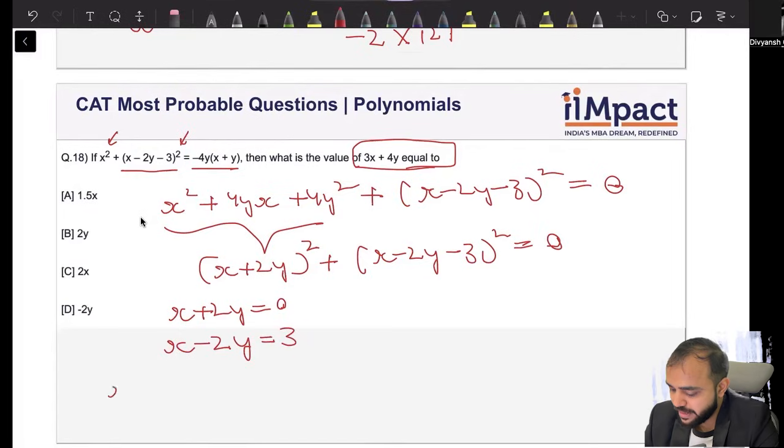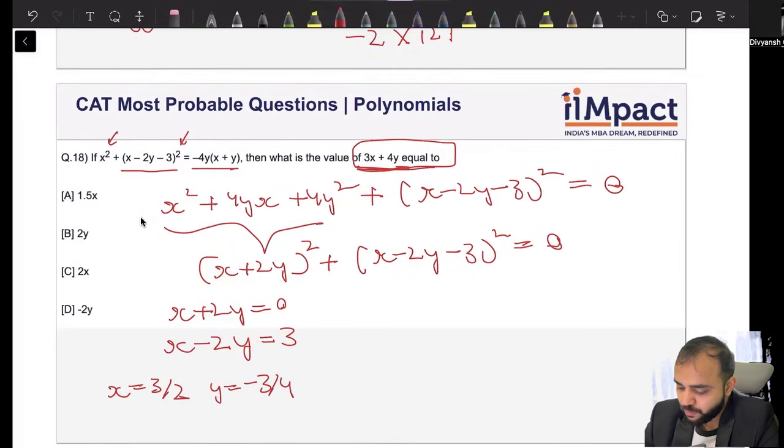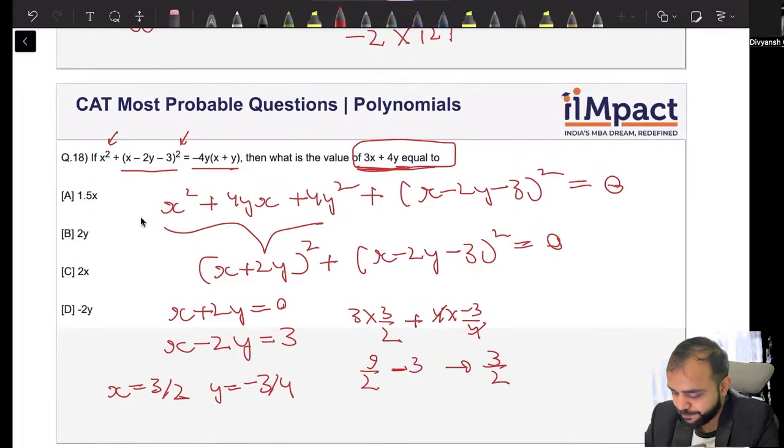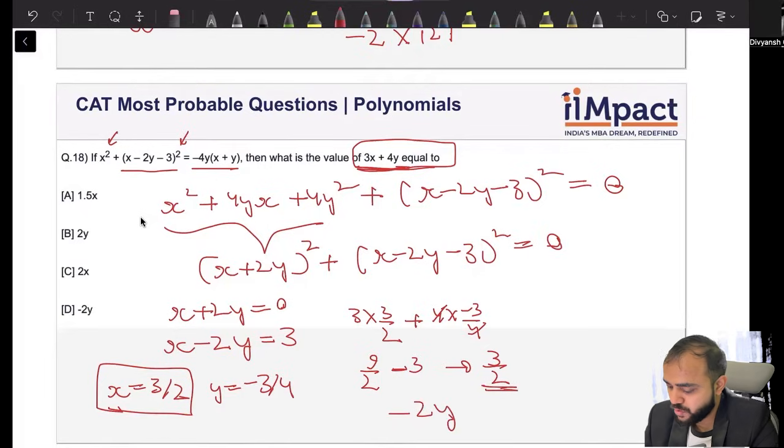So I can write this as this. So if I add, I'll get x is equal to 3 by 2, and if I substitute that, I'll get y is equal to minus 3 by 4. Now 3x plus 4y is going to be 3 into 3 by 2 plus 4 into minus 3 by 4. So this will be 9 by 2 minus 3, which is 3 by 2. Now that is equal to x, but I don't have that as an option here given to me. So I can write 3 by 2 also as minus 2y. So your answer will become for question number 18 as D.